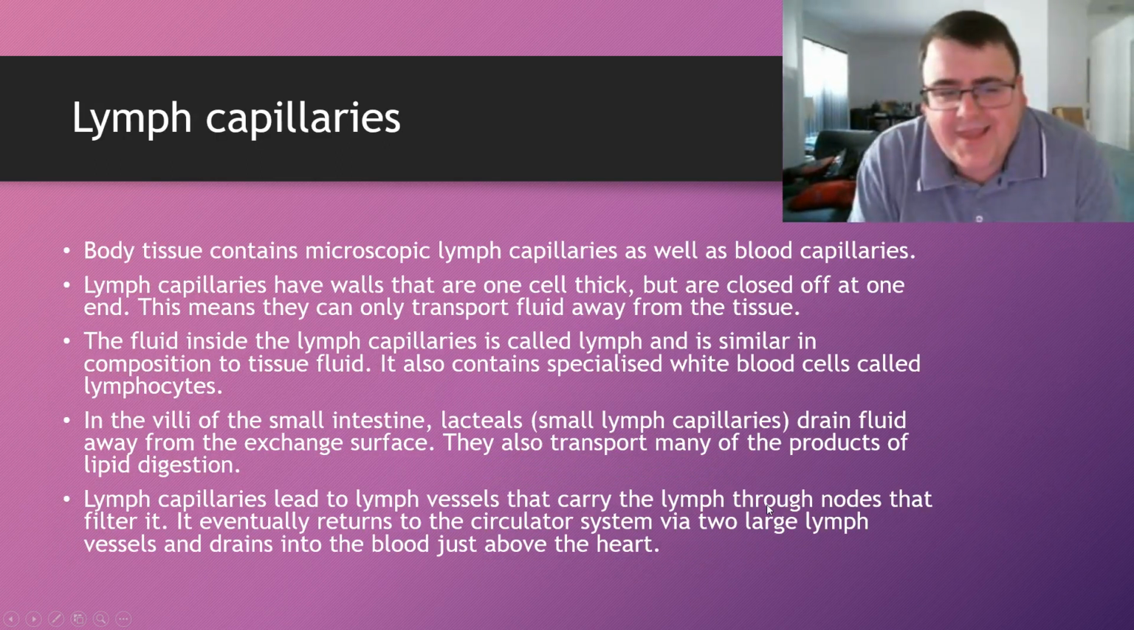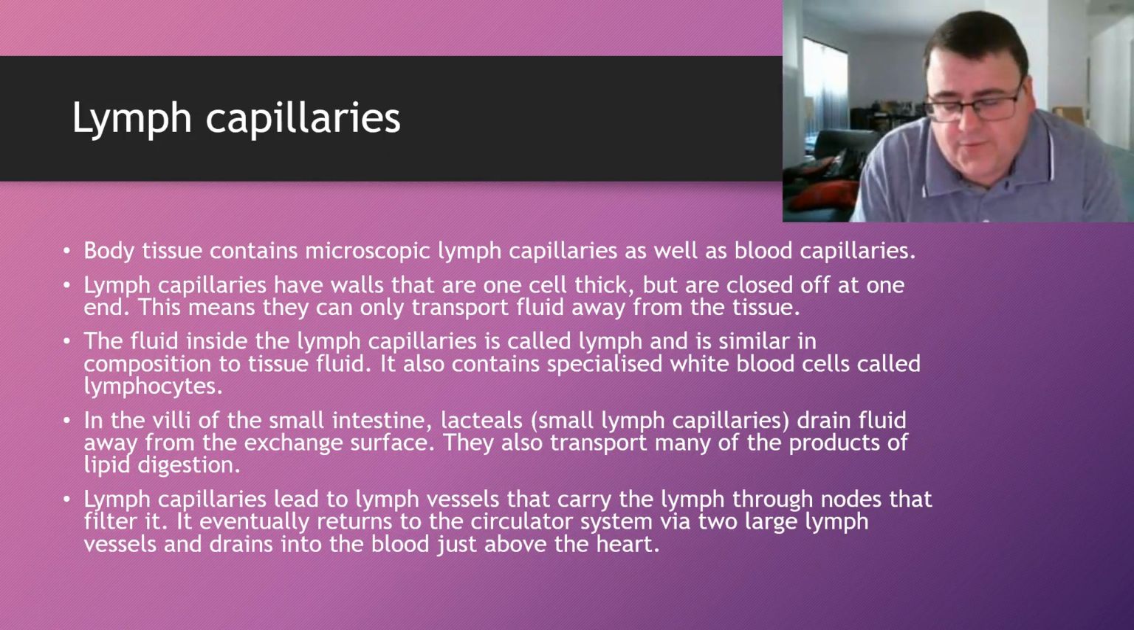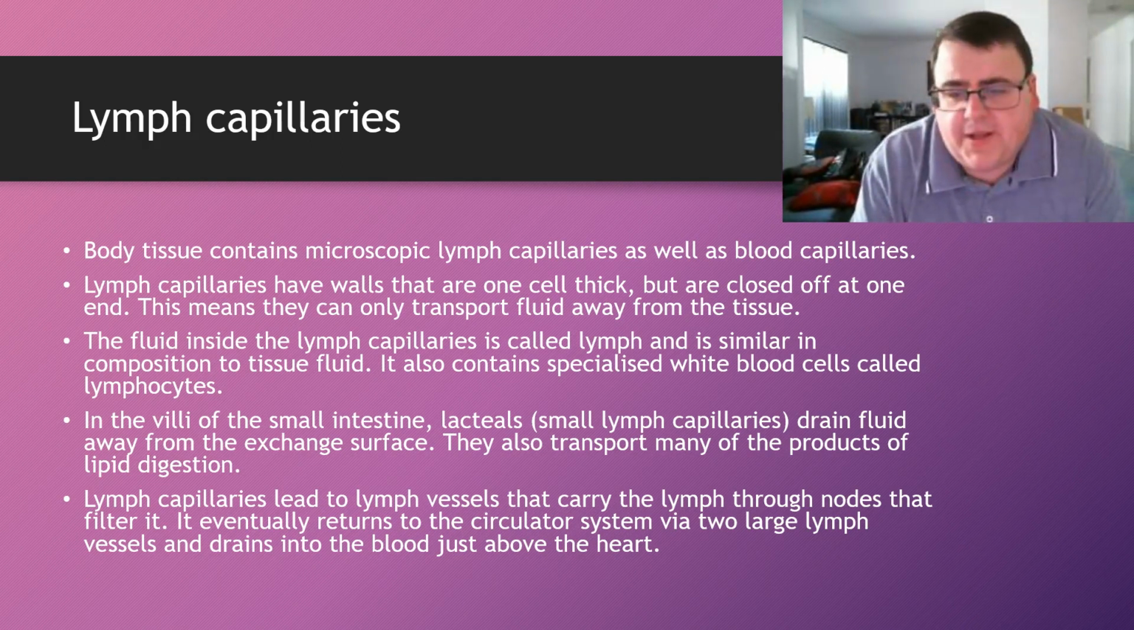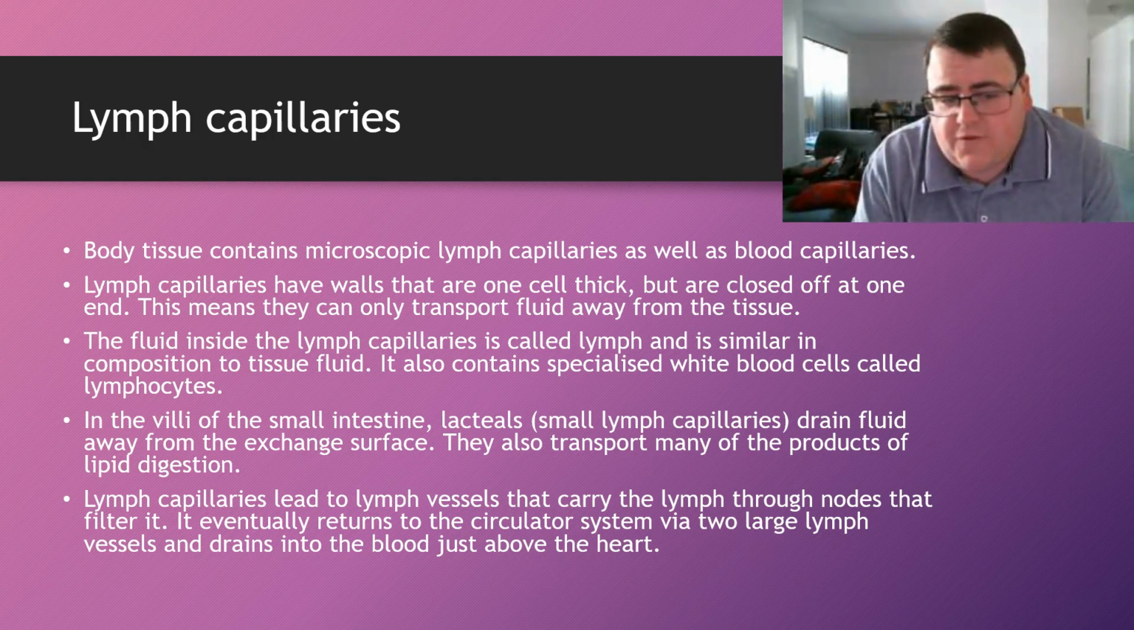Now, the lymphatic system is all working with lymph capillaries. So basically your body tissue contains microscopic lymph capillaries in addition to your blood capillaries. Lymph capillaries have walls, again, 1 cell thick, but the difference between these capillaries and the capillaries we've talked about is that lymph capillaries are closed off at one end. That means they can only transport fluid away from the tissue. They can't bring anything to the tissue.